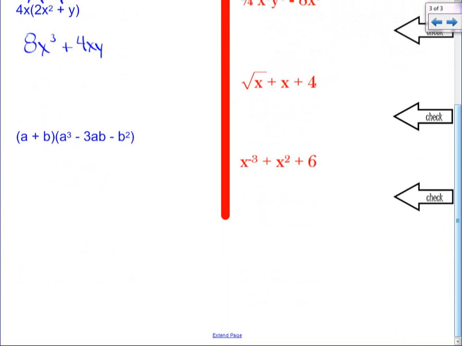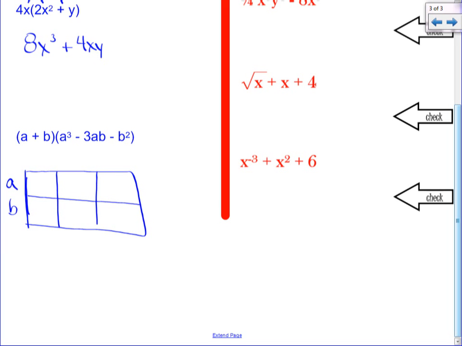What do they want us to do over here? I heard somebody say the window. We need to do the window. Okay, but it's not going to be a square, it's going to be a rectangle because there's 3 terms on one and 2 on the other. So we'll make a grid here. So we've got a plus b, and then we've got a to the third, 3ab minus b squared.